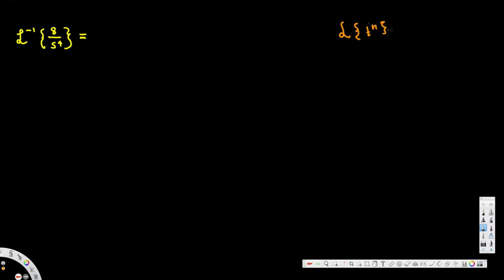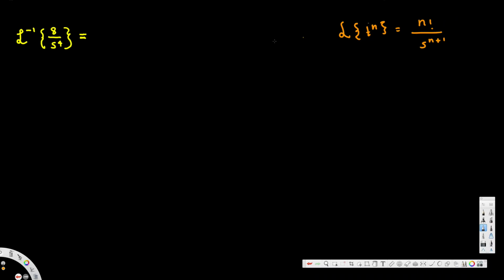Power n, that is given by n factorial over s power n plus 1. Here we have to see whether we can bring this one into this pattern, because if we can bring this one into this pattern, the inverse Laplace transform is going to be in this pattern, right? Here we have the Laplace transform, but if you take the inverse Laplace transform of this one, that's going to give us this. So for this one, if you take the inverse Laplace transform, it's going to be t power n. So using this one, we can try to bring this one into this pattern.